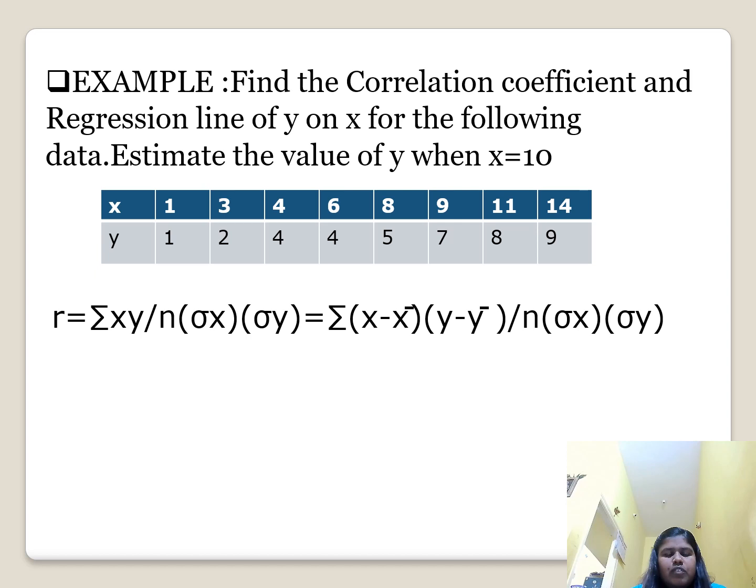For estimating, the formula is given. r is equal to summation xy divided by n into sigma x into sigma y, which is equal to summation of x minus x bar into y minus y bar divided by n into sigma x into sigma y.